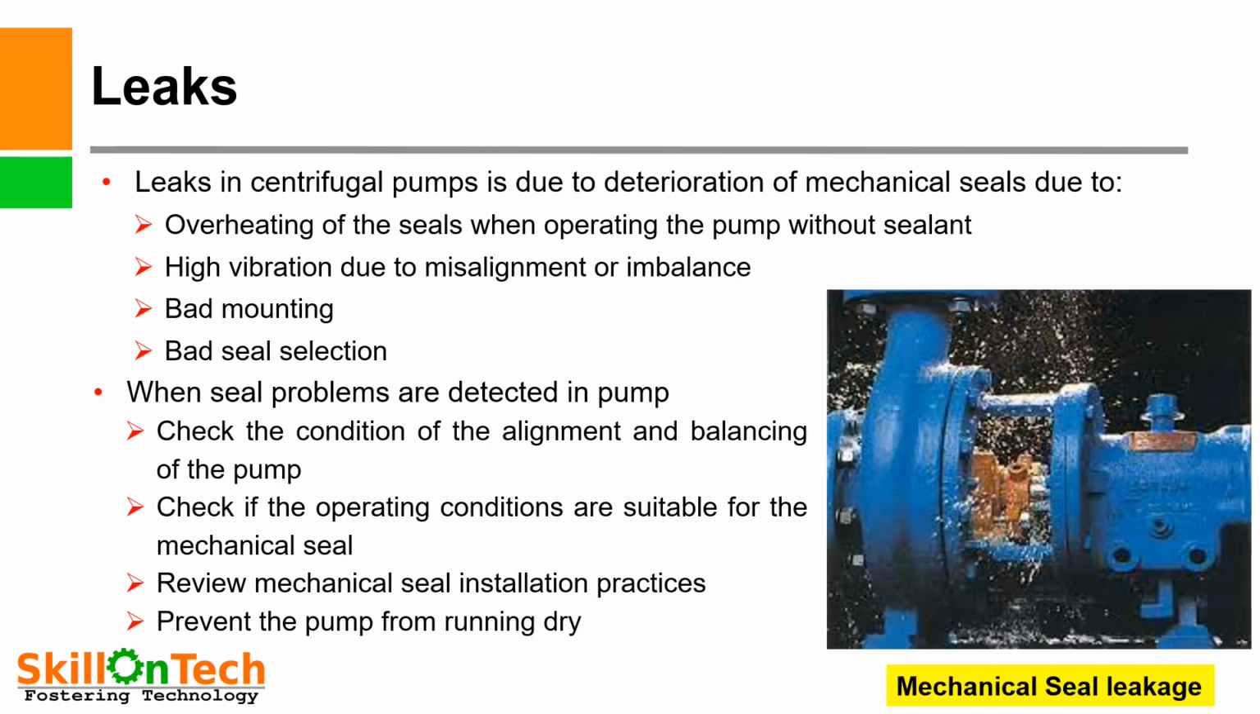Leaks. You can see a picture of a centrifugal pump where the mechanical seal is observed leaking. Leaks in a centrifugal pump are due to deterioration of the mechanical seal from overheating of the seal when operating the pump without sealant. If the mechanical seal is overheated, that may be a condition when it is running dry, meaning without sealant, so that the mechanical seal can be damaged.